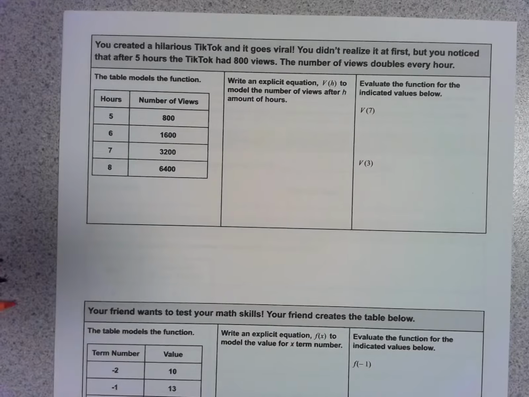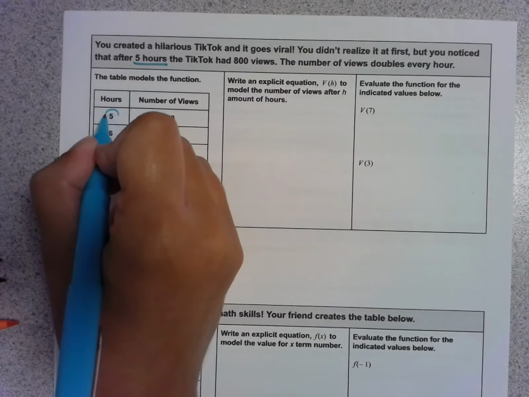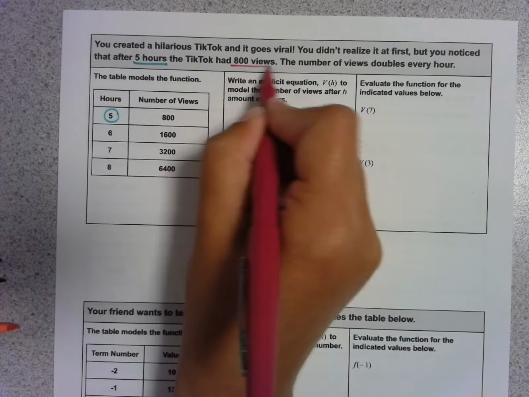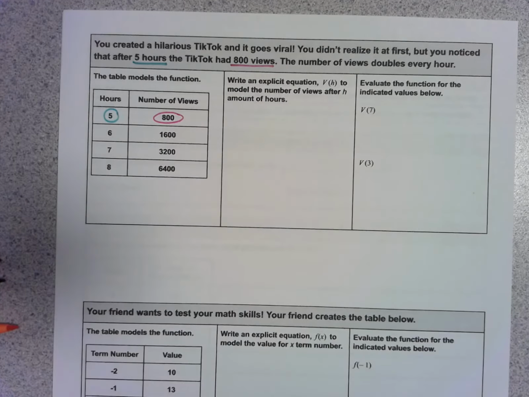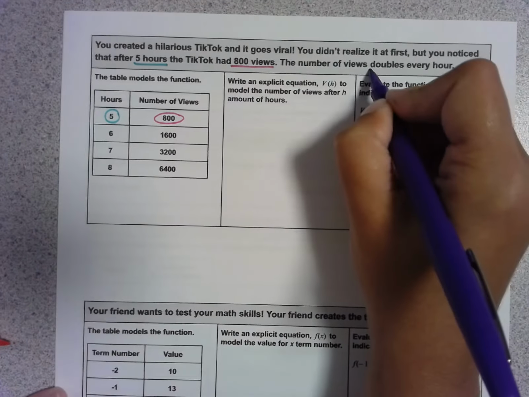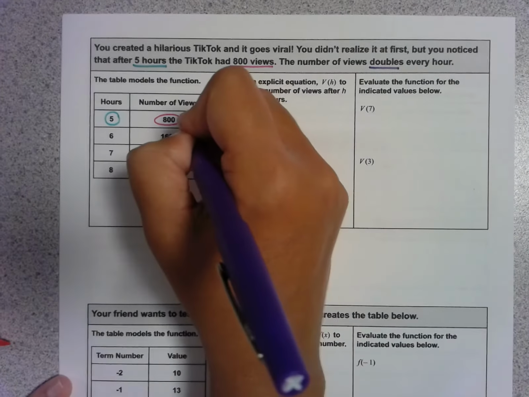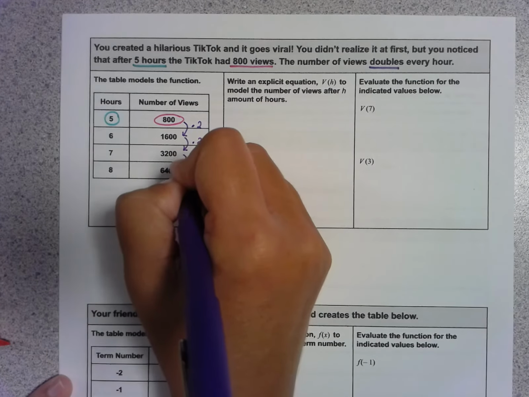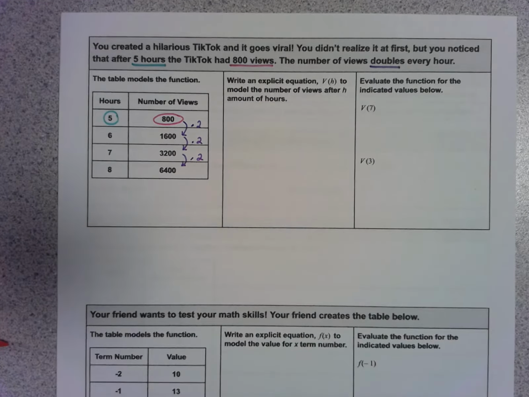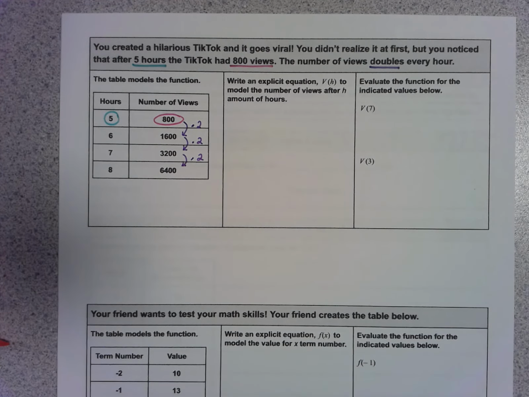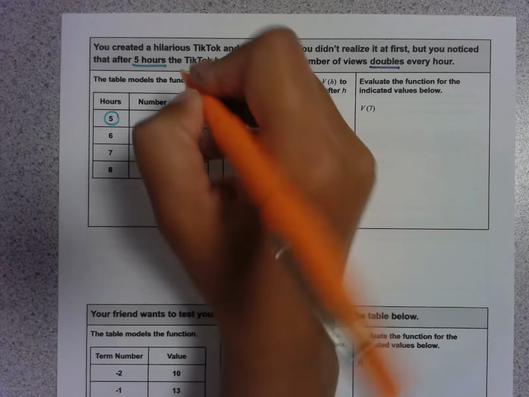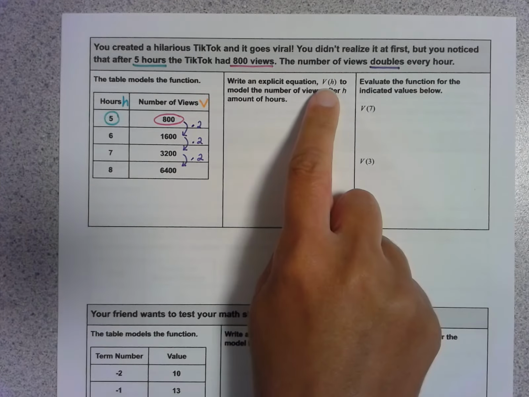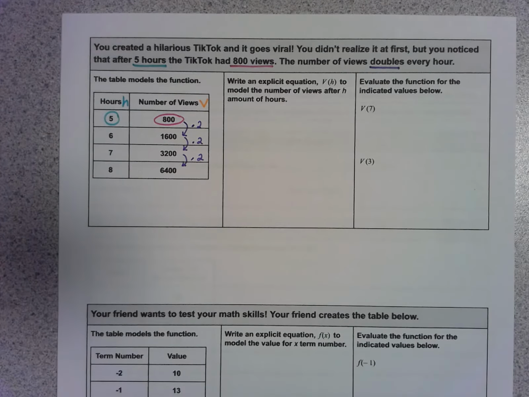After 5 hours, so we can see the 5 here, we have 800 views. We can see the 800 here. And the number of views doubles every hour. Doubles means multiplies by 2, which we can see here in the table as the pattern if we look at the outputs. If we want to write an explicit equation v of h to model the number of views after h hours, we're going to use the variable v for views and h for hours according to this, where the v is on the outside and the h is on the inside.